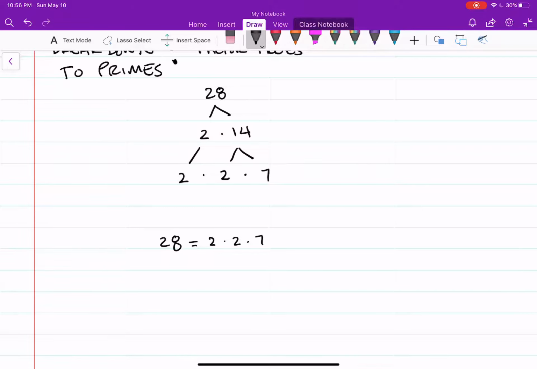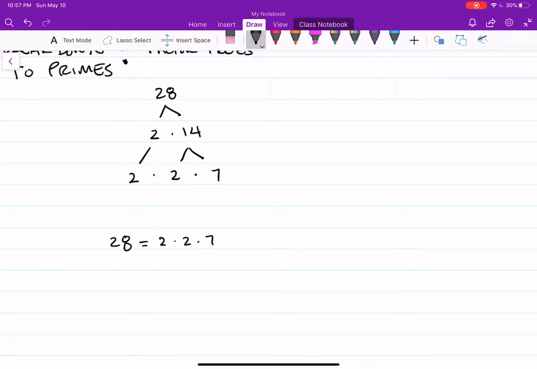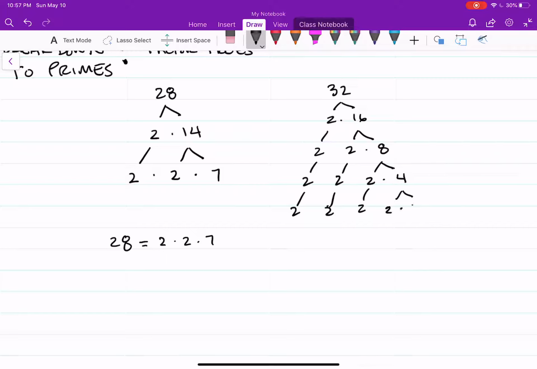You can check this. You can type in your calculator 2 times 2 times 7, and the result will be 28. So let's say I break down 32. You'll say, okay, 2 times 16. 16 breaks down to 2 times 8, bring the 2 down. Break down 8, 2 times 4, bring the 2 down. Break down 4, 2 times 2. So we know that 32 is equal to 2 times 2 times 2 times 2 times 2.